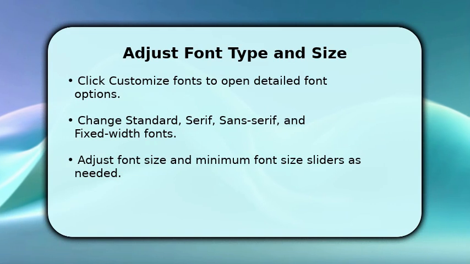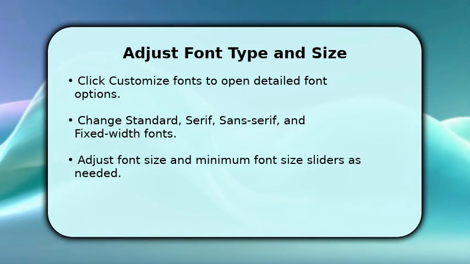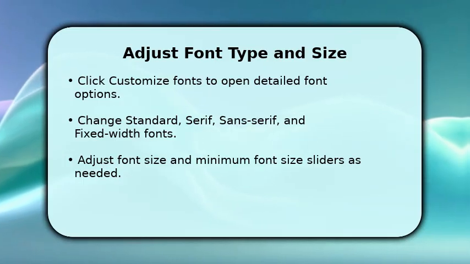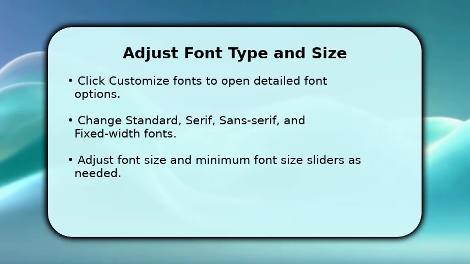Now open Customize Fonts within Appearance to change the actual typefaces. Click each field for Standard, Serif, Sans Serif, and Fixed Width to pick new fonts. You're choosing how Chrome renders page text, so select legible options for reading.